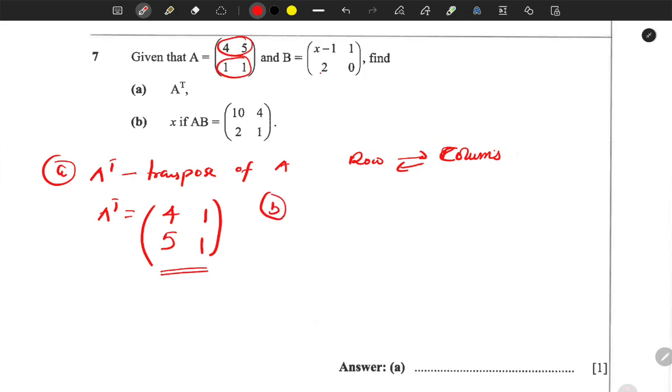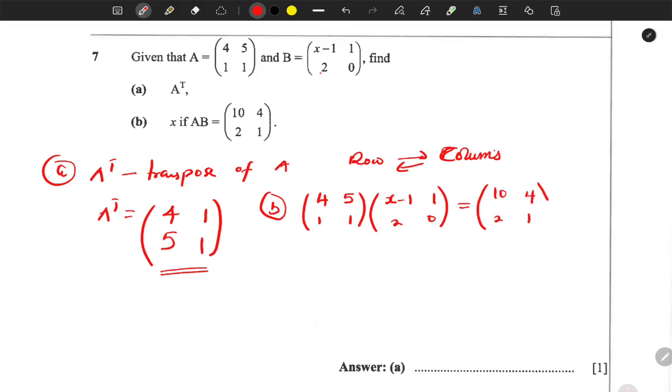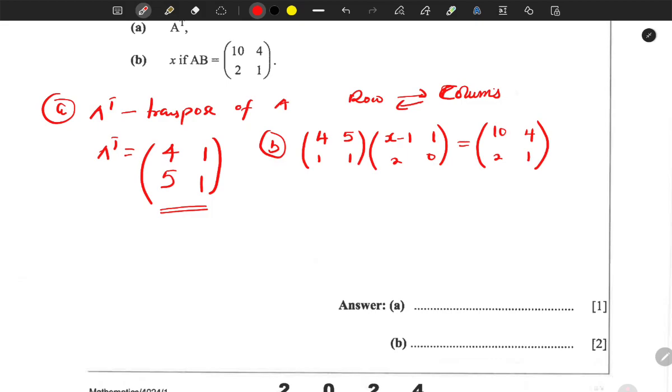Then B says, if AB is equal to this, find x. So our A is this matrix here, and our B is that one. A is (4, 5; 1, 1), and B is (x minus 1, 1; 2, 0). They're saying this is equal to (10, 4; 2, 1). All we have to do is multiply these two matrices, then we equate them. So how do we multiply matrices?